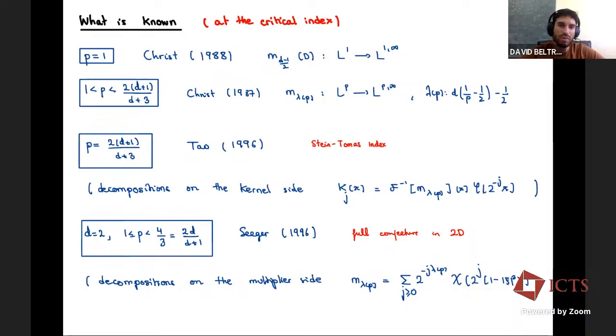And his approach was different than the previous ones in the sense that the decompositions of the Bochner-Riesz operator were carried out on the multiplier side, closer to the ones by Fefferman and Córdoba from a few years before that. So in that case, one decomposes the Bochner-Riesz multiplier into thin annuli that approximate the unit sphere. So the two approaches are somehow different in the way that the decompositions are performed.